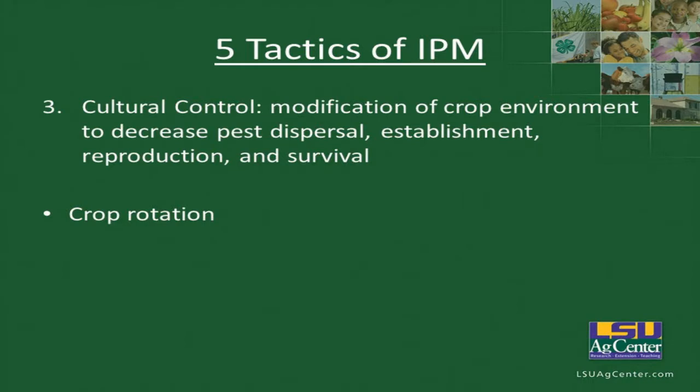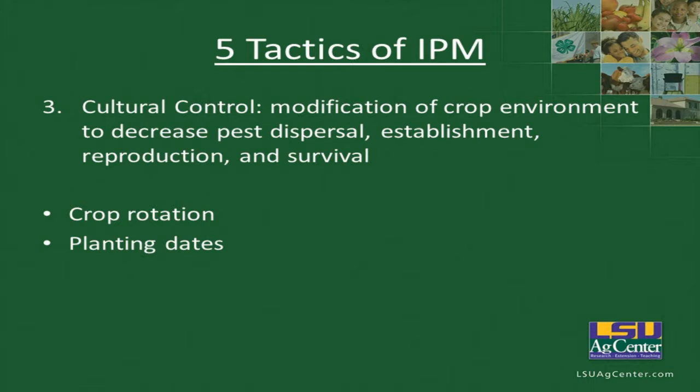Cultural control. These are modifications of crop environment to decrease pest dispersal, establishment, reproduction, and survival. And you as a producer are already doing those. We see a lot of environmental and cultural control occurring. These can be crop rotations. That's why we don't plant soybean on soybean on soybean. Different planting dates. These can be used for different cultural control.